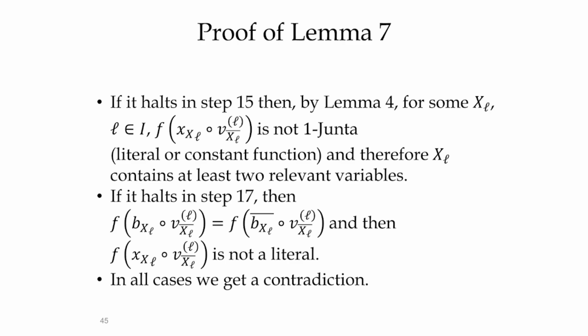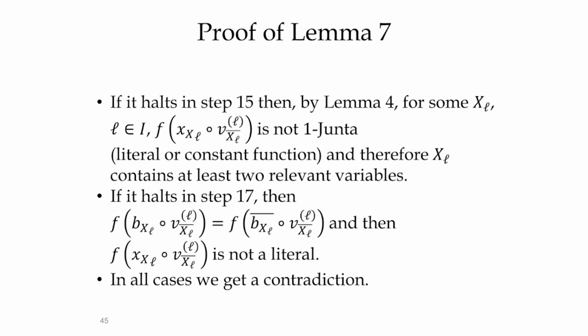If it halts in step 15, then by lemma 4, for some capital XL, where L belongs to capital I, f of x subscript capital XL concatenation V subscript capital XL bar powered by L is not one junta, literal or constant function, and therefore capital XL contains at least 2 relevant variables.